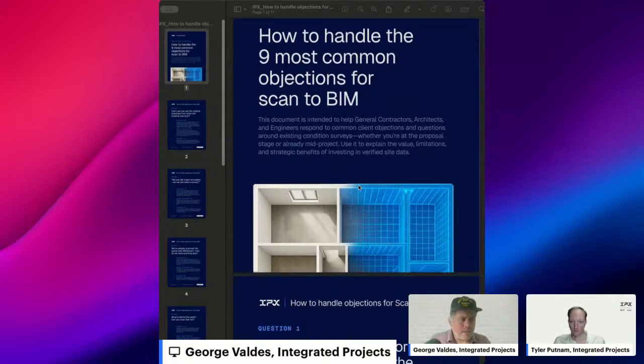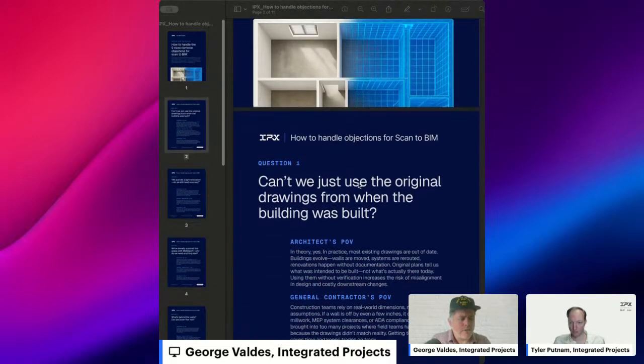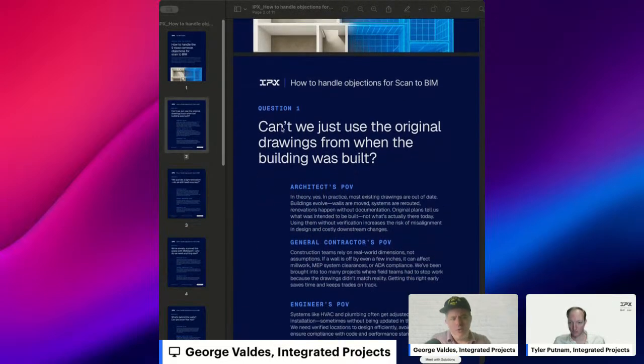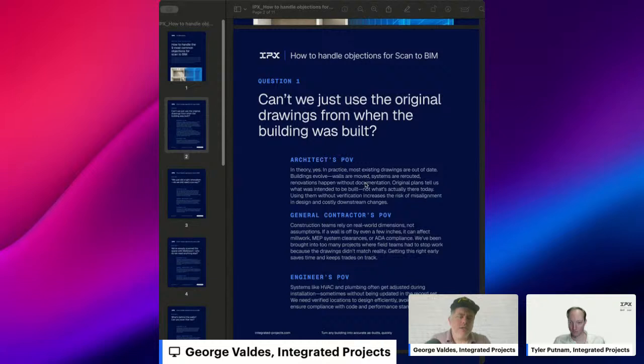So to go over real quick some of these questions, a really critical one, right? It's like, can we just use the original drawings from when the building was built? What we've done is provide templated responses just as a starting point, right? Feel free to dump this into ChatGPT and add your own flavor to it and remix it. It's more to help whoever's using this, right?